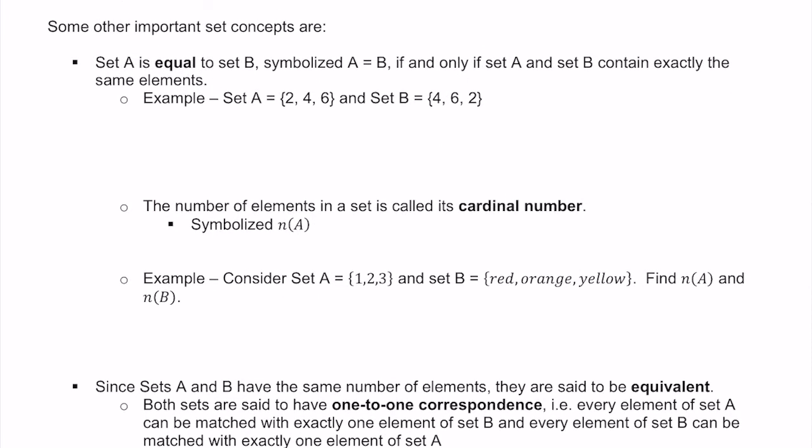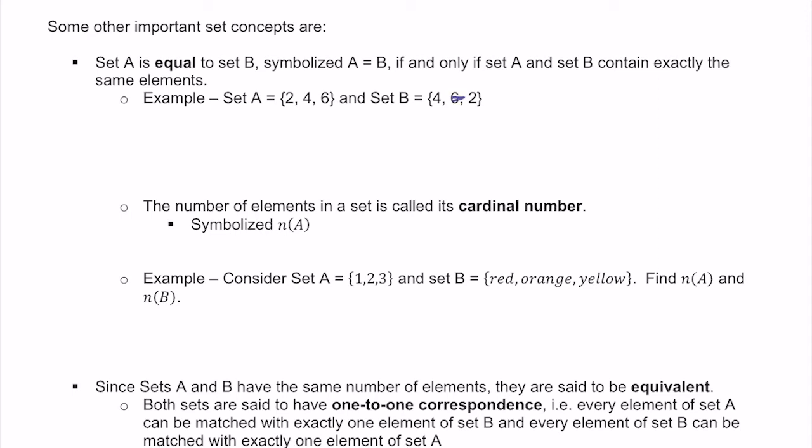Some other important set concepts are that sets can be equal and they can also be equivalent, but there's a huge difference. Set A is equal to set B if and only if set A and set B contain exactly the same elements. So that means that if you look at set A, it's got the numbers 2, 4, and 6. Set B also has those numbers, but in a different order. And it doesn't matter, because in order for them to be equal, they have to contain exactly the same elements.